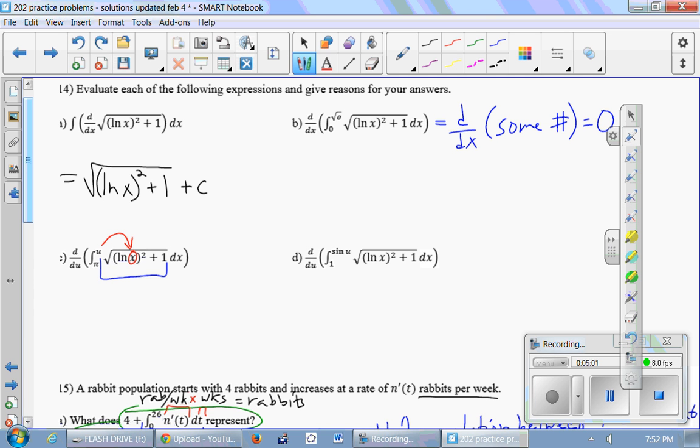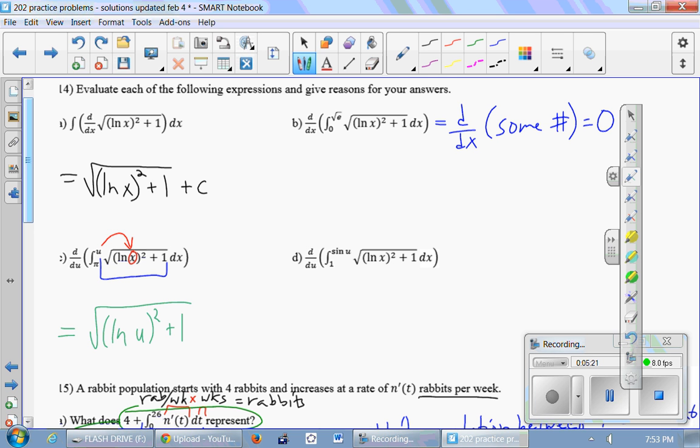And so our final answer to this one, this problem's over before it begins, is the square root of ln of, but it's not x anymore, it becomes u, still squared, still plus 1. The dx, the integral, the d du all disappear in that big explosion, and we're done.